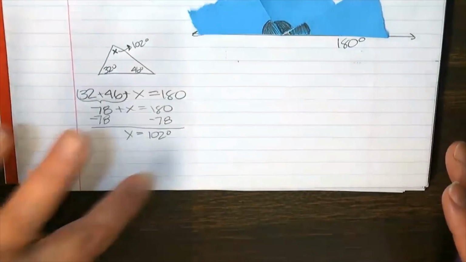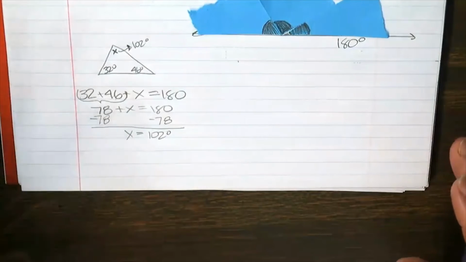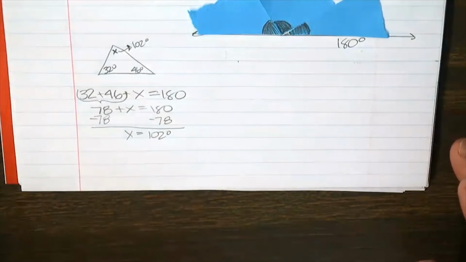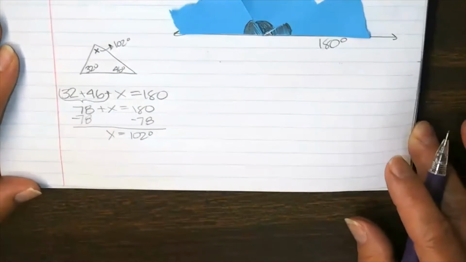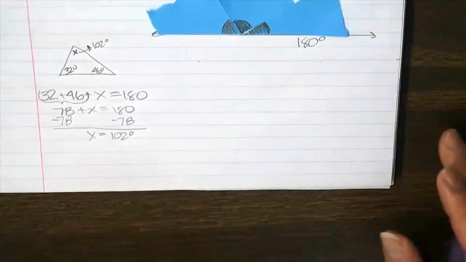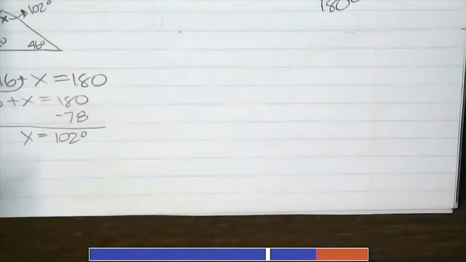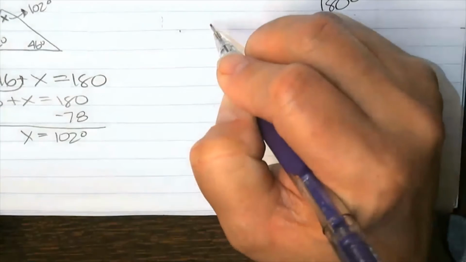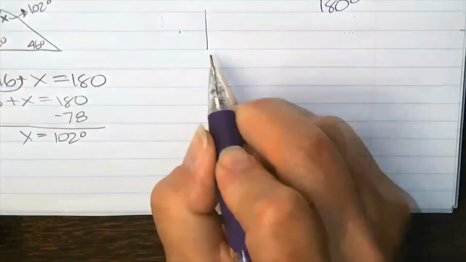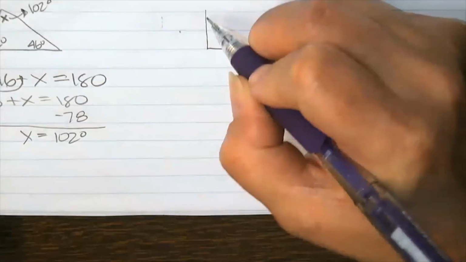Now, this isn't new. You guys should have done this last year, but life doesn't stay this simple. We like to make it a little more challenging. So let's go ahead and do that. We now have this triangle.